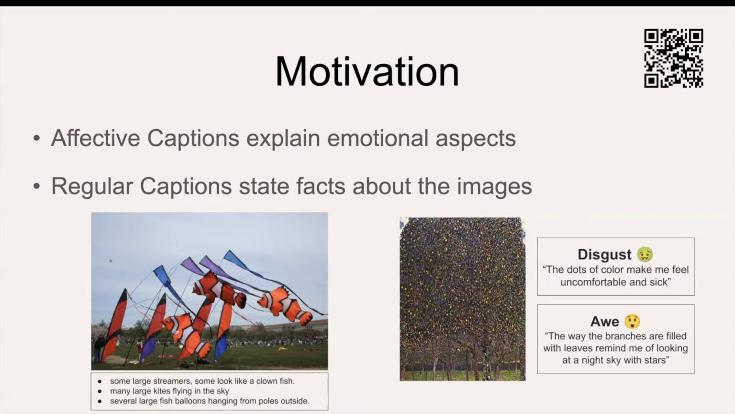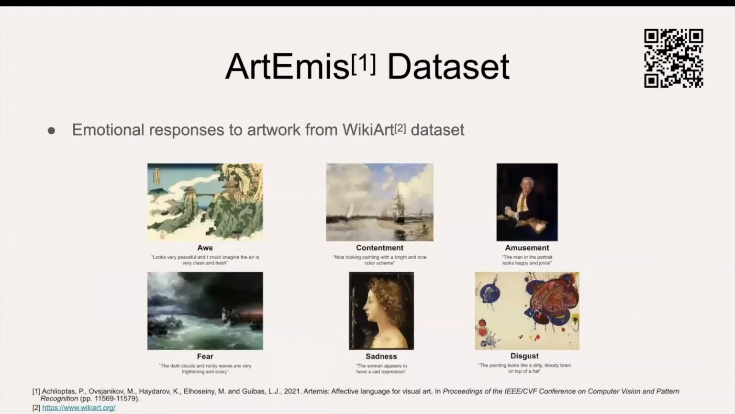In order to create competent models, datasets which have a good representation of emotional experiences are necessary. The Artemis dataset collected emotional responses to artwork from the WikiArt dataset. Every painting has an emotion label as well as a caption to explain why this painting evokes such an emotion. Artemis was a significant step in that direction. However, it had its fair share of weaknesses.